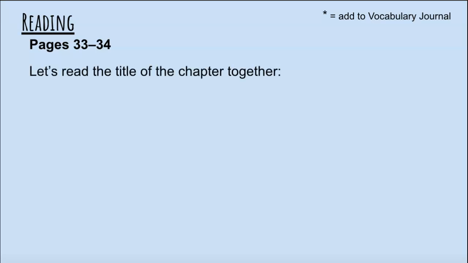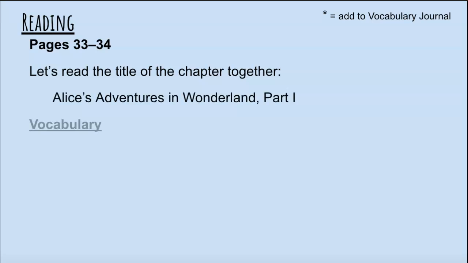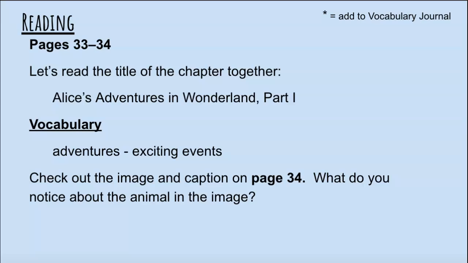So let's read the title of the chapter together. Alice's Adventures in Wonderland, Part 1. Here's a vocabulary word, adventures. Those are exciting events. Check out the image and caption on page 34. The caption says, Alice sees the white rabbit. What do you notice about the animal in the image?